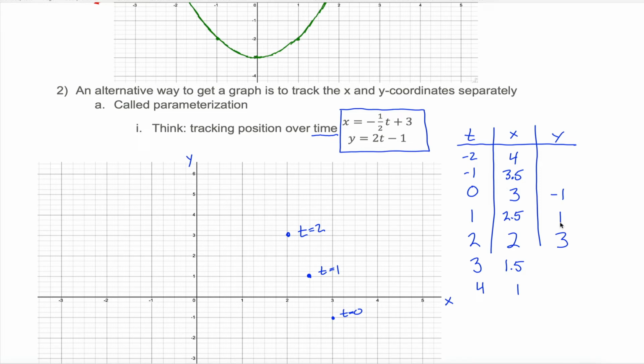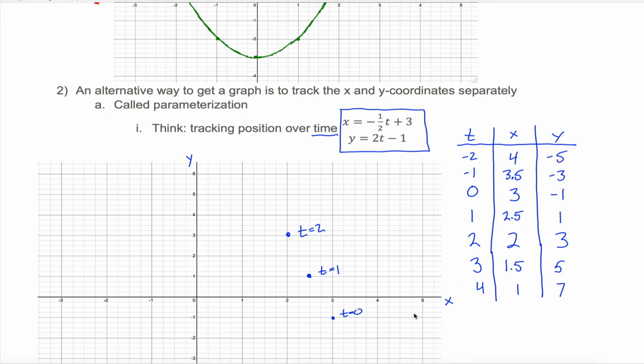Same logic for the y-coordinate. This is of the form y equals mx plus b. The y is playing the role of the y, but the t is playing the role of the x. The value of b is -1, which tells me that at time 0, the y-coordinate is -1. And the value of m is 2, so each time I increase t by 1, I have to increase this value by 2. Adding 2 gets me to 1, adding 2 more gets me to 3, adding 2 more would get me 5, 2 more would give me 7. Same logic working backwards, this would be -3 and -5.